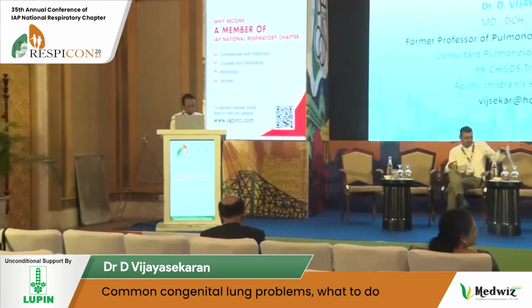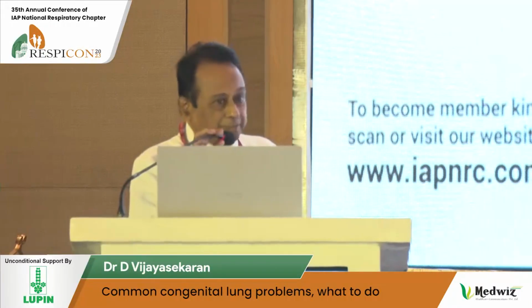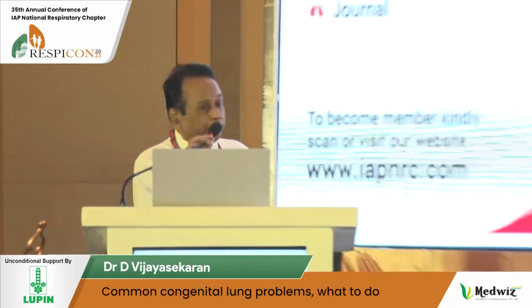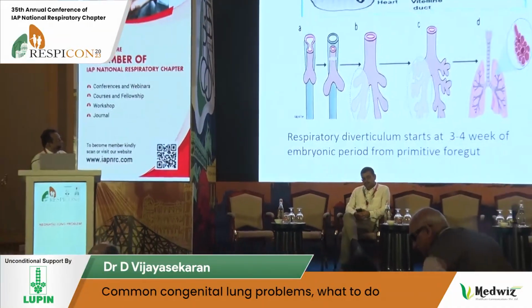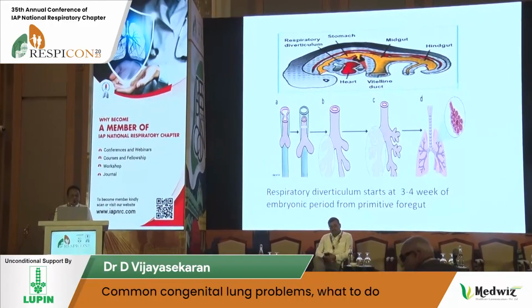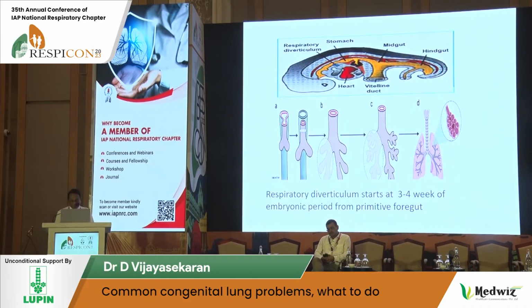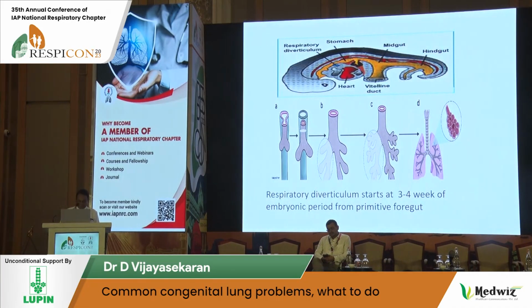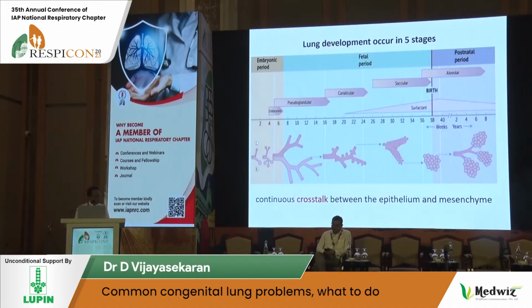I think I will straight away go to the topic. Can you see what this embryo is? This embryo is 3 or 4 weeks. Can you see the heart? And the bluish one is the respiratory diverticulum. The respiratory diverticulum arises from the foregut. That is where the lung starts. After that, it goes into 5 stages.